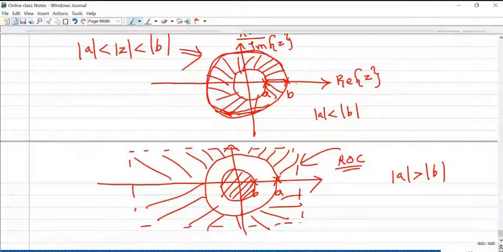Case 1, a less than b. How to show region of convergence? Second case is a greater than b. Now how to show your region of convergence? Your ROC should not include the poles. Same concept in Laplace transform also. ROC should not include the poles. Either outside a circle, or inside a circle, or between two circles.